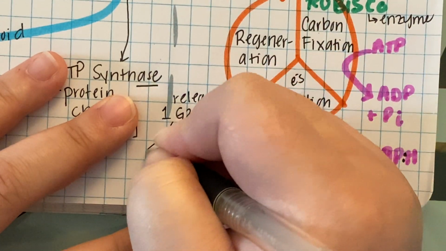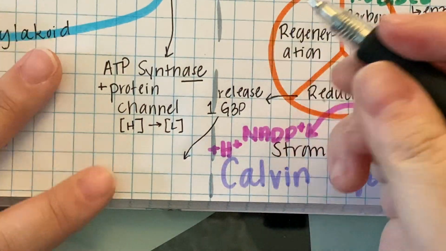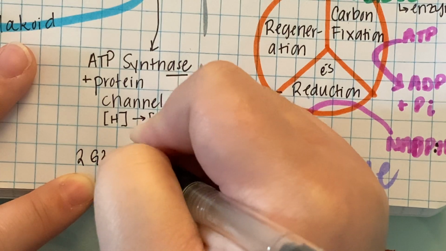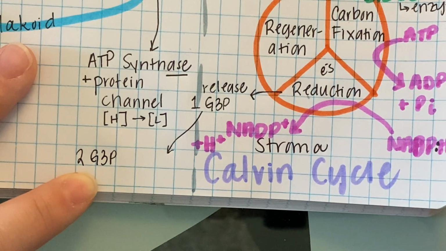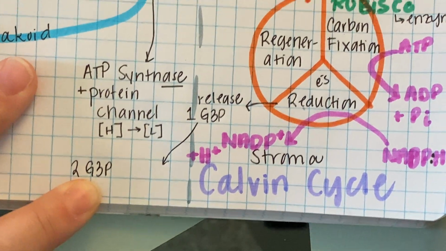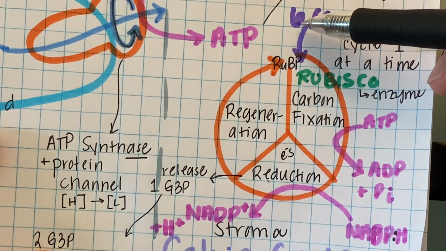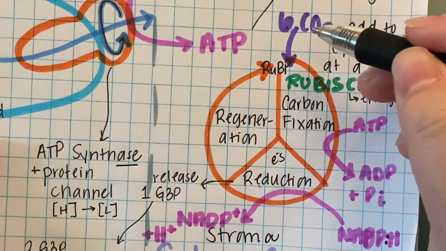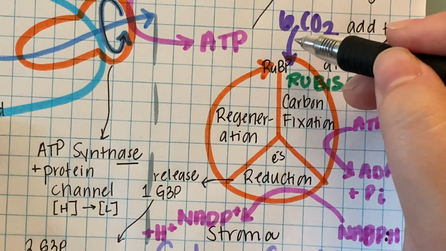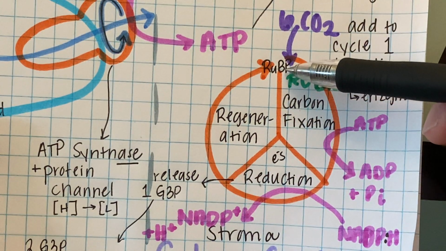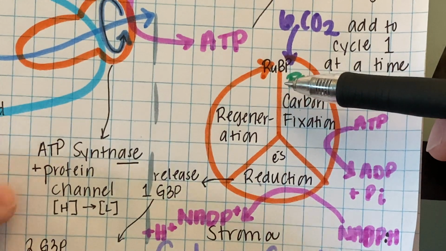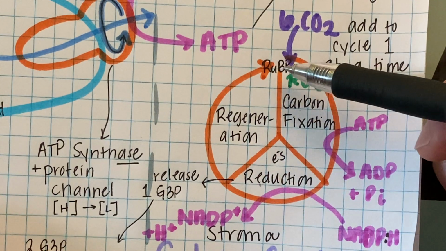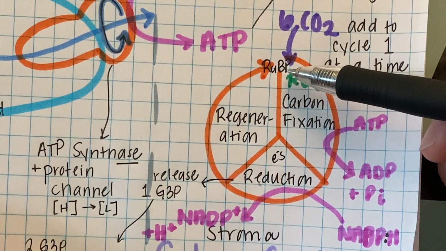So let's write down what happens over here. Once you have 2 G3P molecules, glyceraldehyde 3 phosphates, they can be released only if you add all 6 of your CO2s, because you can only take carbon out if you've added that carbon in. If I start with ribulose bisphosphate and I need to end with ribulose bisphosphate, I can't just take carbons out, because this is a carbon-based molecule and I won't end with that.